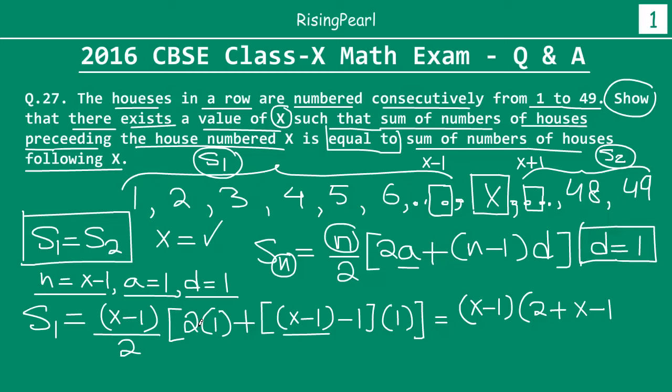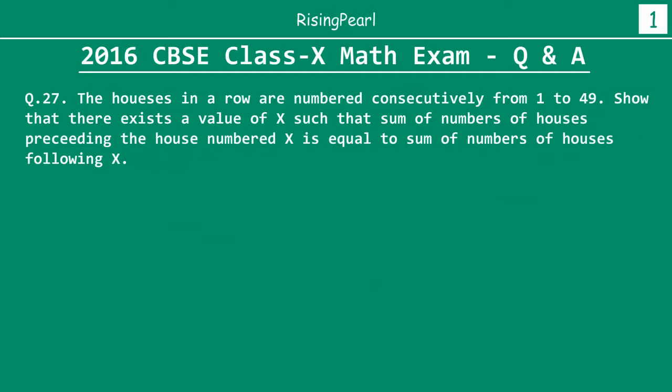So let's make sure: we got this 2 here, 2 times 1 is 2, plus x minus 2, so it will be x minus 1 times 2 plus x minus 2, the entire thing divided by 2. If we simplify this, it will be x minus 1 times, minus 2 plus 2 cancels out, so we are left with x divided by 2. So the sum of these house numbers will be x times x minus 1 divided by 2.